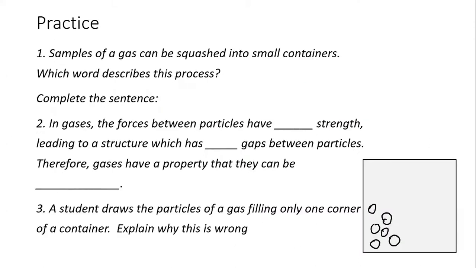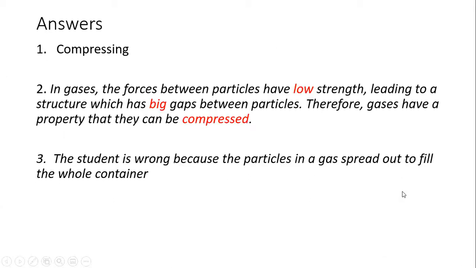Finally, a student draws the particles of a gas filling only one corner of a container. Explain why this is wrong. Well, we know that this is wrong because all the particles will not collect in one corner like this. They will spread out and fill the whole container. So the student is wrong because the particles in a gas spread out to fill the whole container.